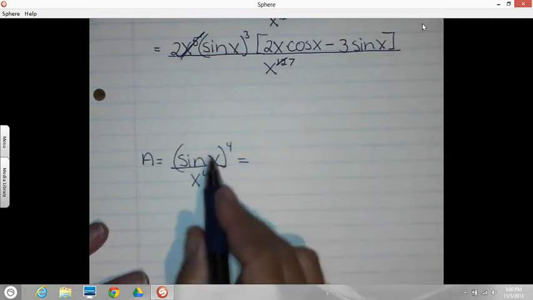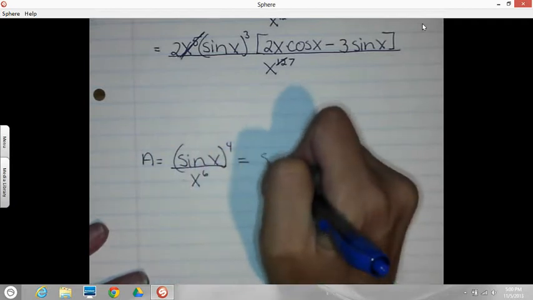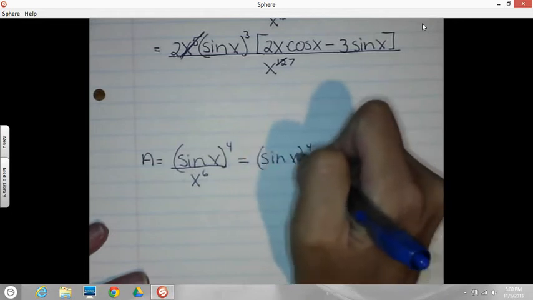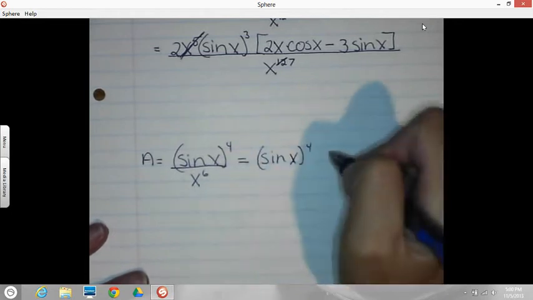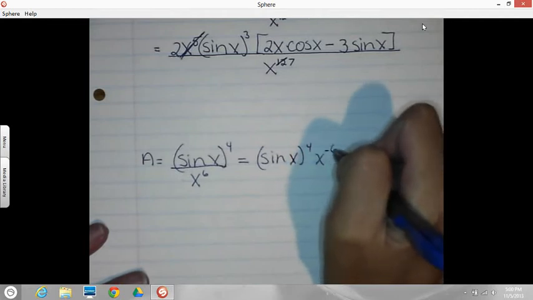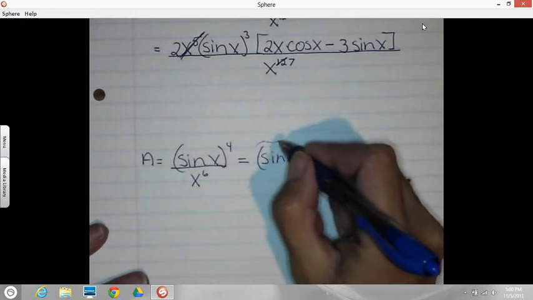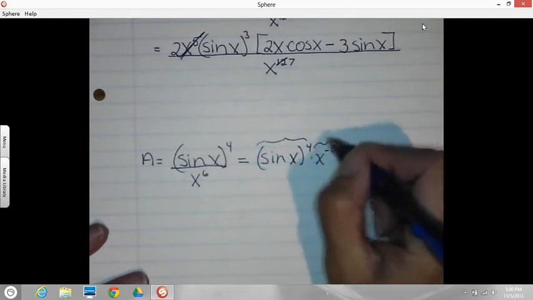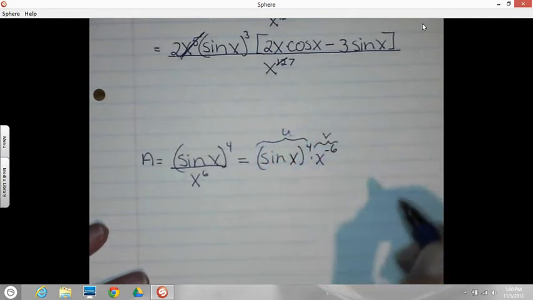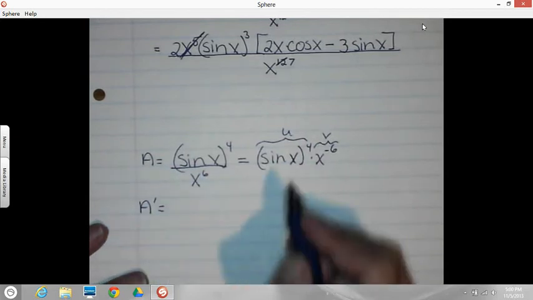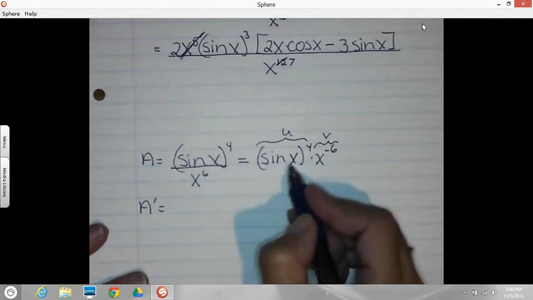So I'm just going to rewrite this. I'm going to keep sine x to the 4th. And then when this comes up, it just has a negative x going on. And now I can see I've got a u times a v. And now I can do the product rule. So A prime now is the derivative of the u is a chain rule. There's my inside and outside.